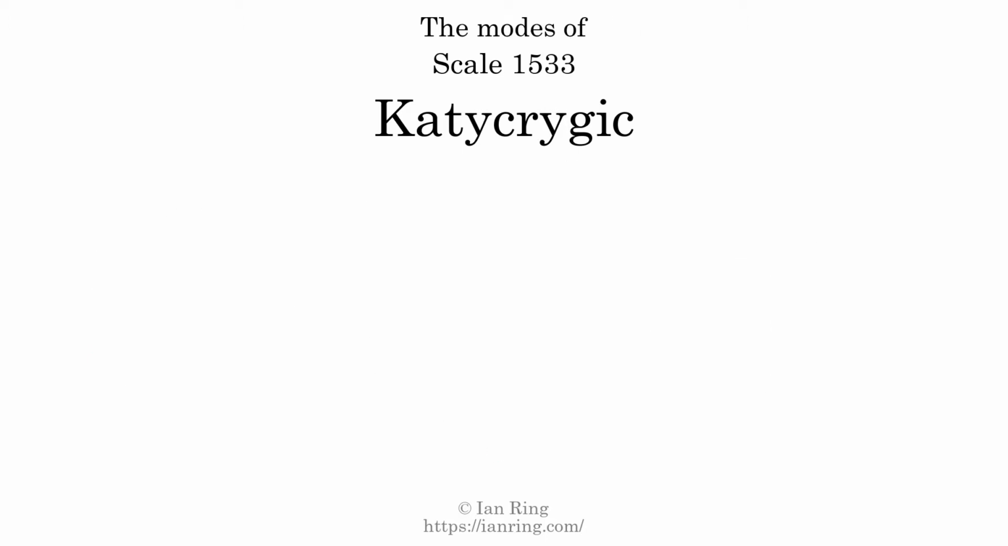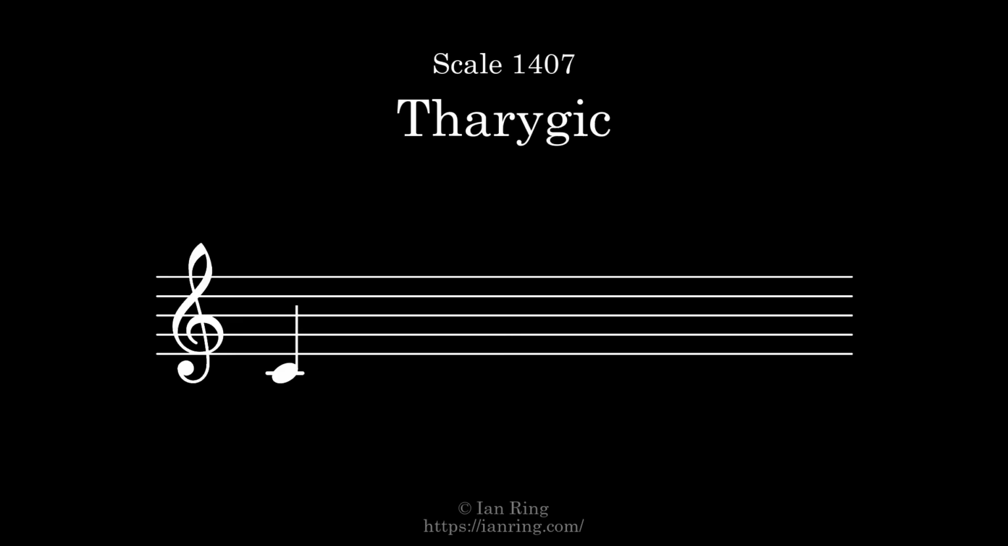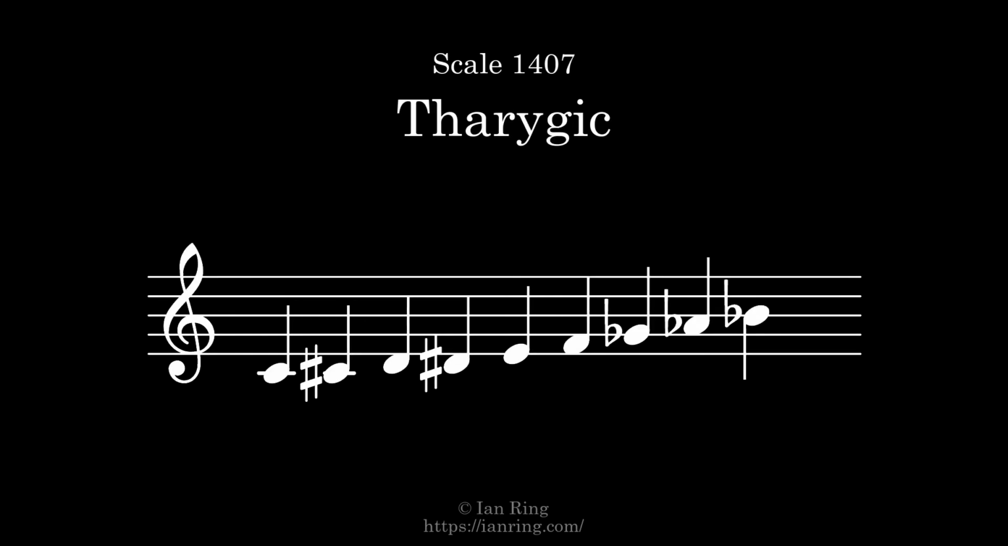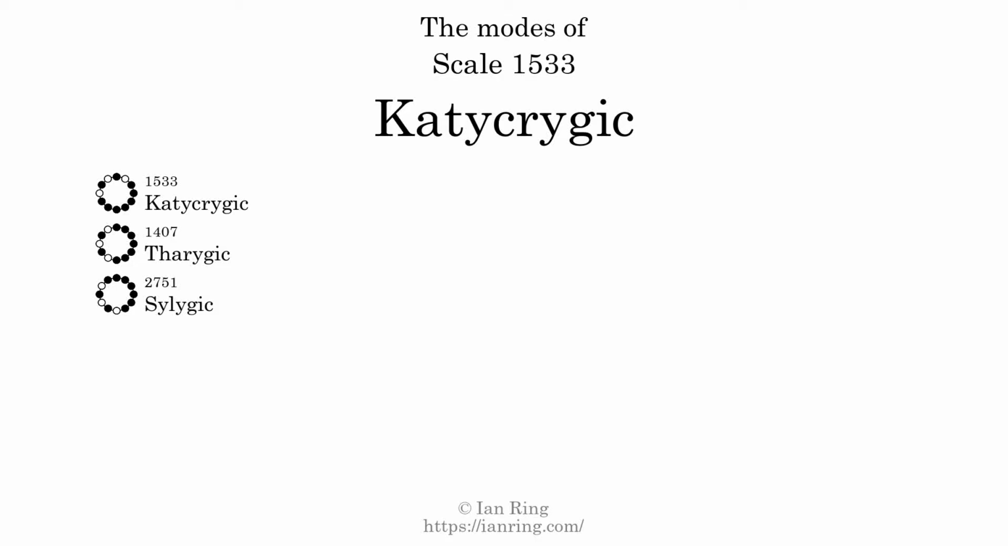This scale has 9 modes. The first mode is itself. The second mode is scale 1407, also known as Katycrygic. It sounds like this. The third mode is scale 2751, also known as Katycrygic. It sounds like this.